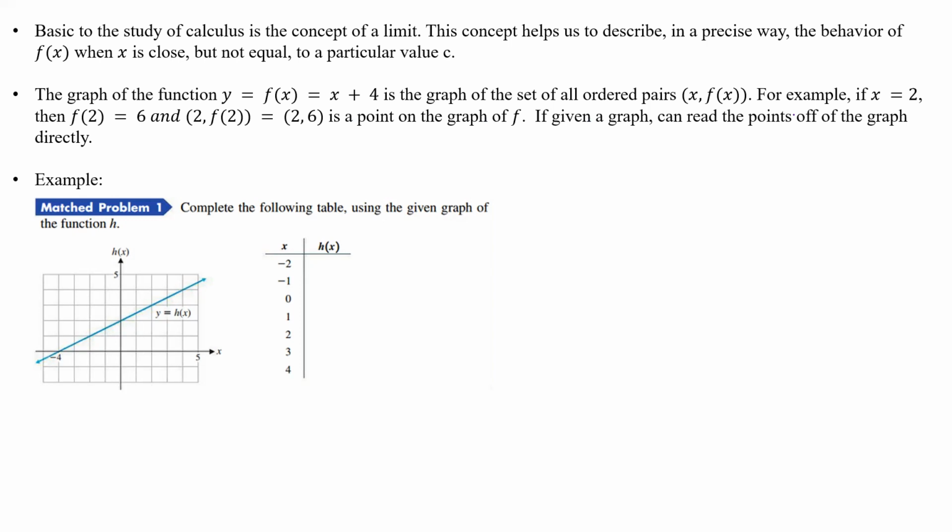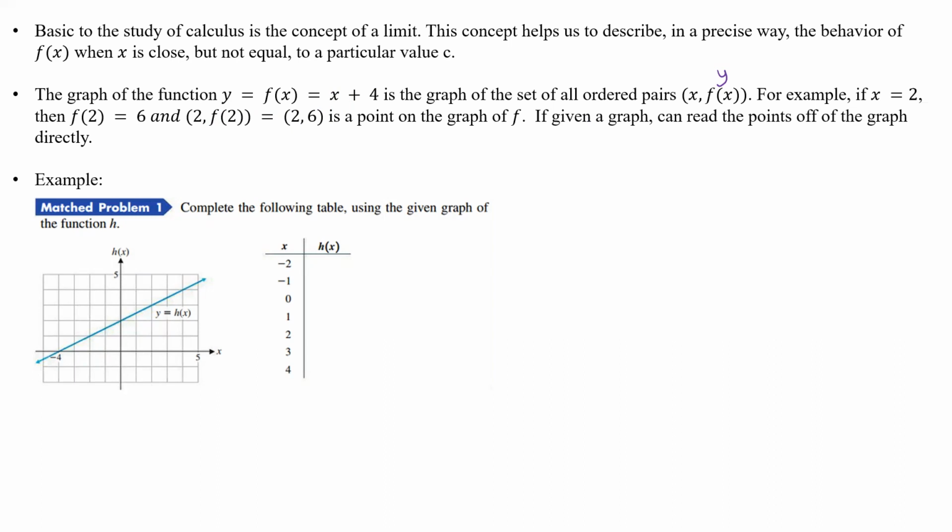Now, the graph of the function y equals f of x equals x plus 4 is a graph of the set of all ordered pairs x comma f of x. Remember, f of x really is just y, but f of x or y depends on how you want to look at it. For example, if x is equal to 2, then f of 2 is equal to 6. If we plug in 2 here, we get 2 plus 4, which is 6. And so we get 2 comma f of 2, or 2 comma 6, and that's a point on the graph.